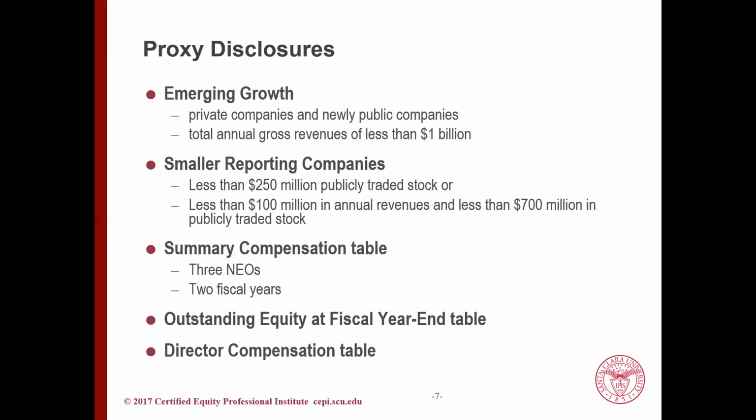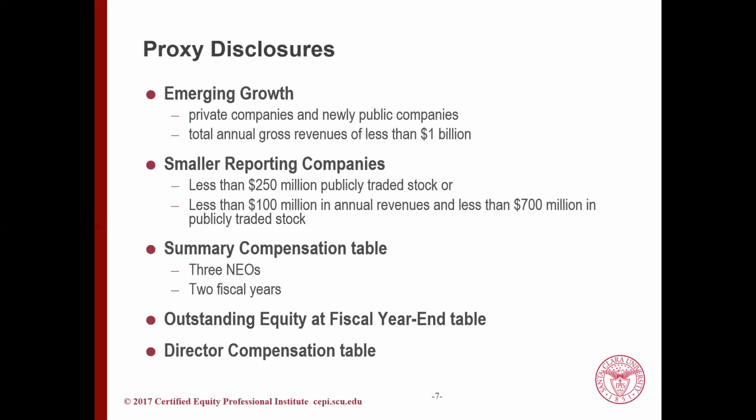Emerging growth companies are private companies and newly public companies with total annual gross revenues of less than $1 billion. These companies do have to follow the registration requirements of Section 12(g) of the Securities Act of 1933, but have as many disclosure requirements as other public companies do. Smaller reporting companies means generally those with less than 250 million of publicly traded stock or companies with less than 100 million in annual revenues that have less than 700 million in publicly traded stock. Both of these groups are subject to fewer reporting requirements than larger public companies.